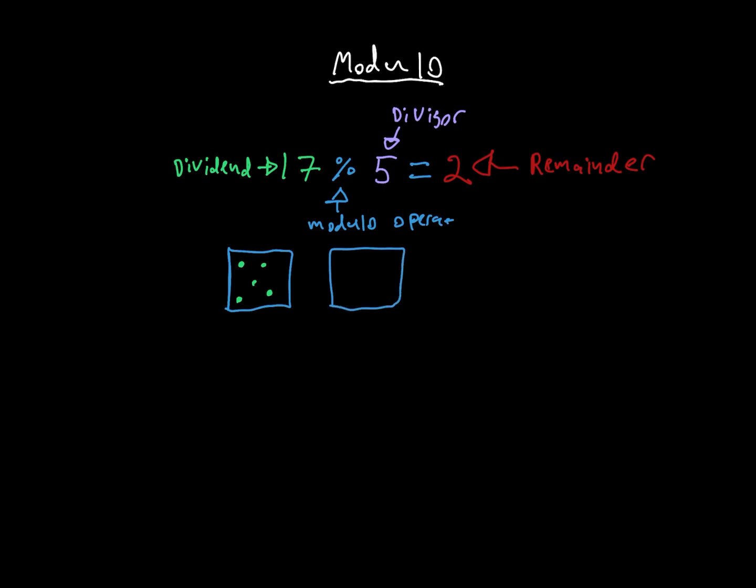We fill in another 5 cookies. We're left with 7 cookies. That means we have enough to fill another bag. We're left with 2 cookies. 2 cookies isn't enough to fill a whole bag, so that means 17 mod 5 leaves us with 2. Another way you can think about this is through the use of a clock. Imagine that it's currently 9 o'clock.